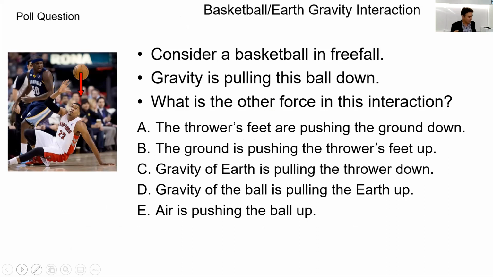Is it A, the thrower's feet are pushing the ground down, or it's even his hand there. B, the ground is pushing the thrower's feet up. C, the gravity of the Earth is pulling the thrower down. D, the gravity of the ball is pulling the Earth up. Or E, air is pushing the ball up.